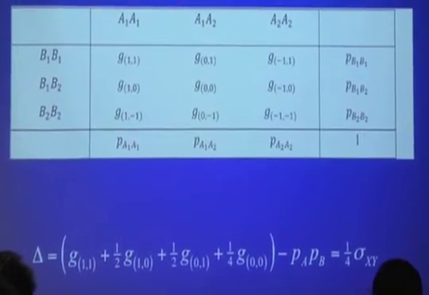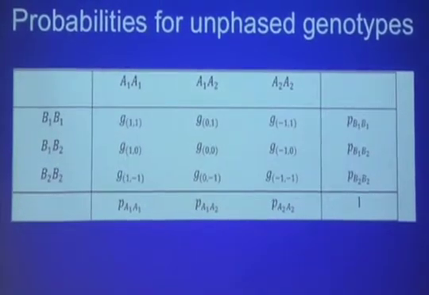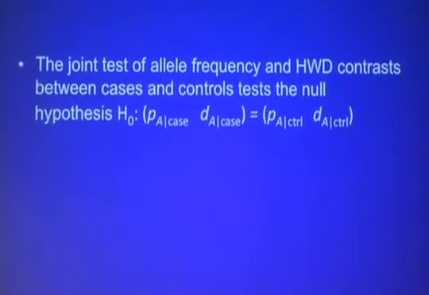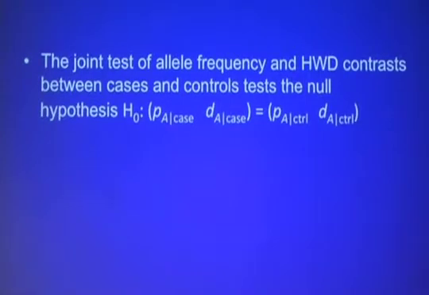So I've given you sort of a genetic way of thinking of it and a statistical way of thinking of it. So you can jointly test the allele frequency and the Hardy-Weinberg disequilibrium contrast between cases and controls. And the null hypothesis is simply that this allele frequency is the same in cases as in controls, and simultaneously this deviation from Hardy-Weinberg equilibrium is the same in cases and controls. So you just test these two things.